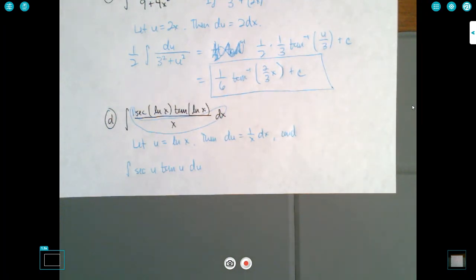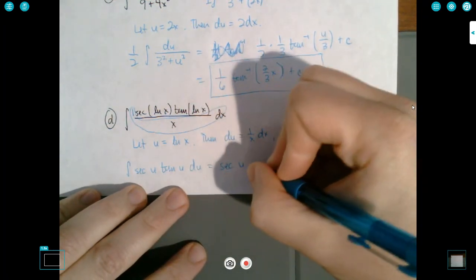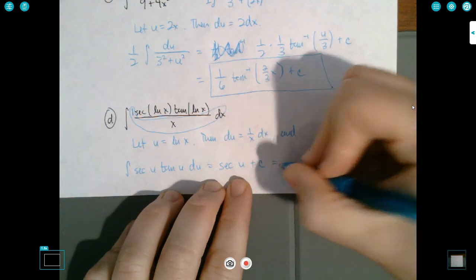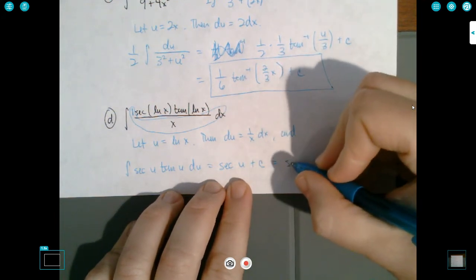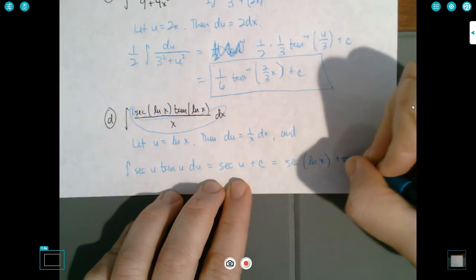So now you just have to remember, what's the integral of secant tangent? And the answer is it's just secant, right? This is just secant u plus c. Right? So that's the easiest one so far. Of course, we can back substitute now and call this secant of ln of x plus c.